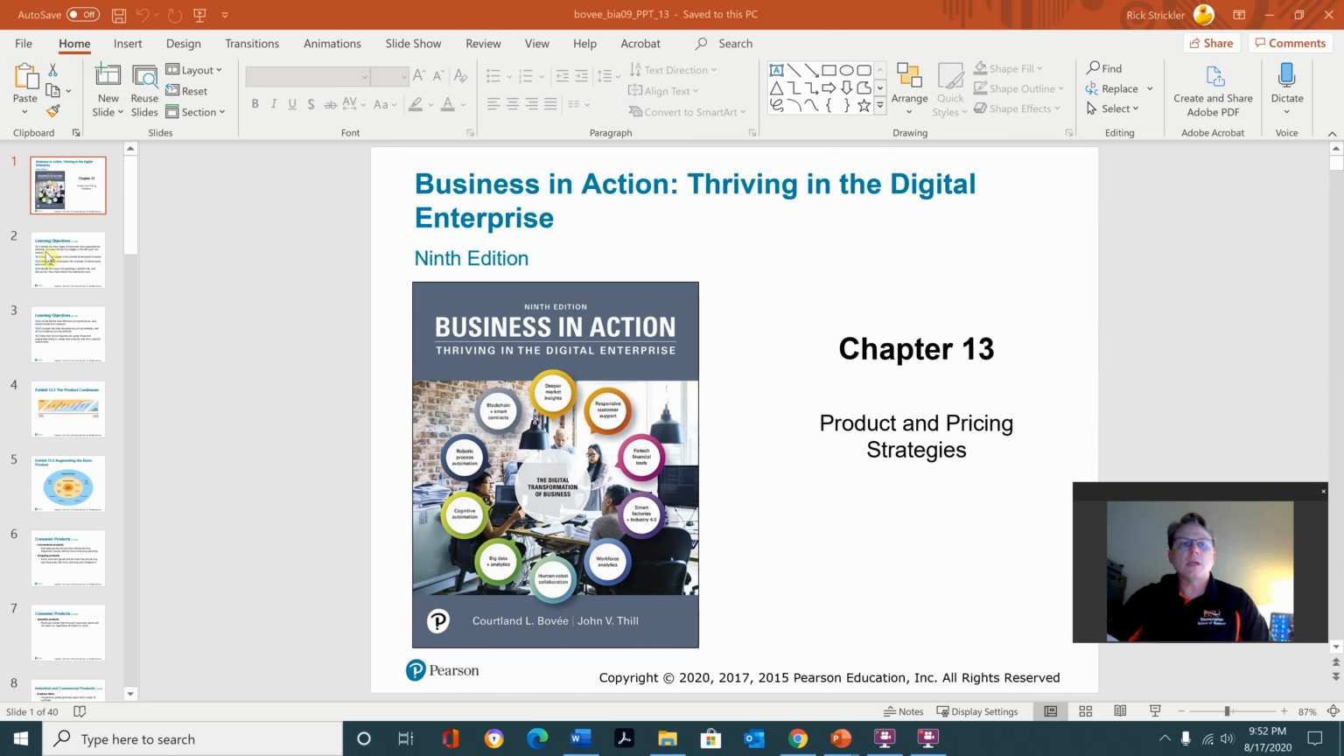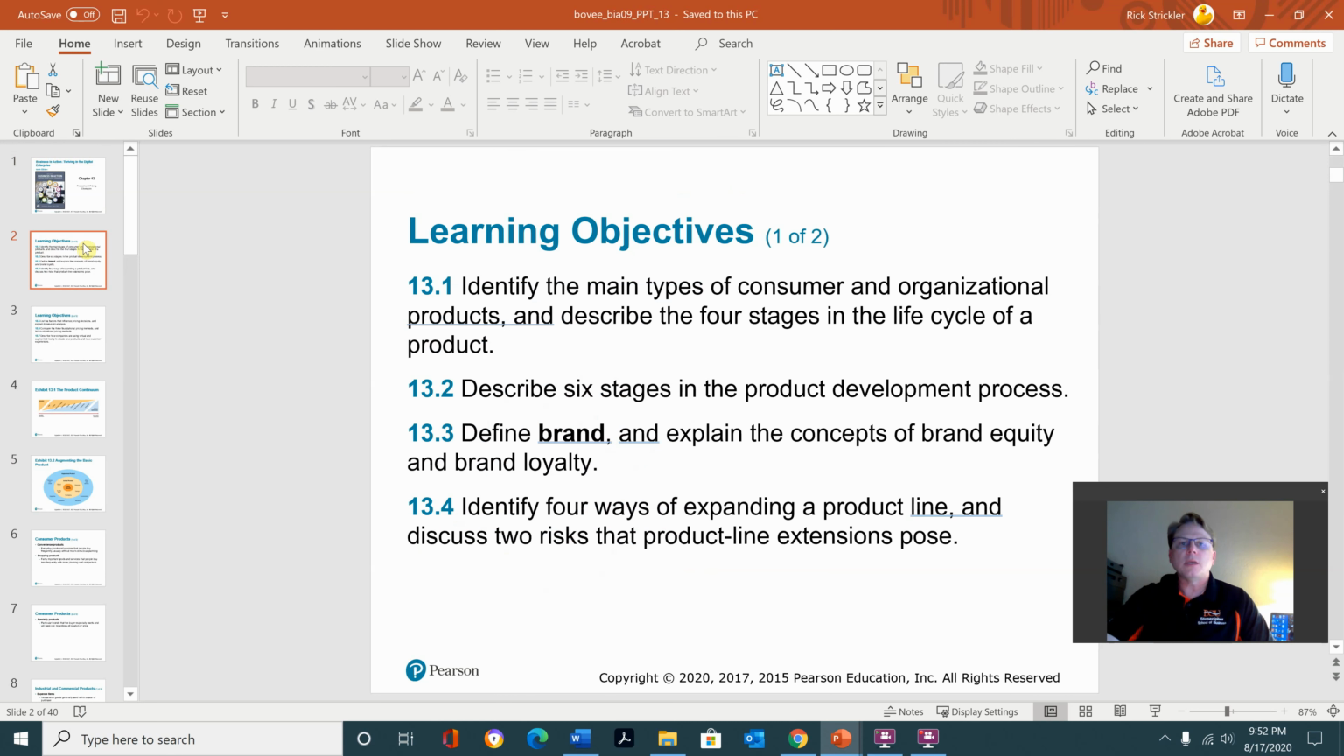Let's look and see what the learning objectives are for this. Identify the main topics of consumer and organizational products and describe the 4 stages in the life cycle of a product. Describe the 6 stages in the product development process. Define brand and explain the concepts of brand equity and brand loyalty. Identify 4 ways of expanding a product line and discuss 2 risks that the product line extension poses.